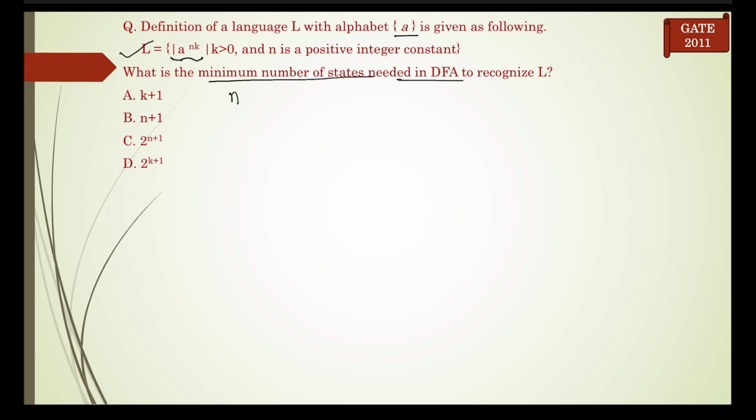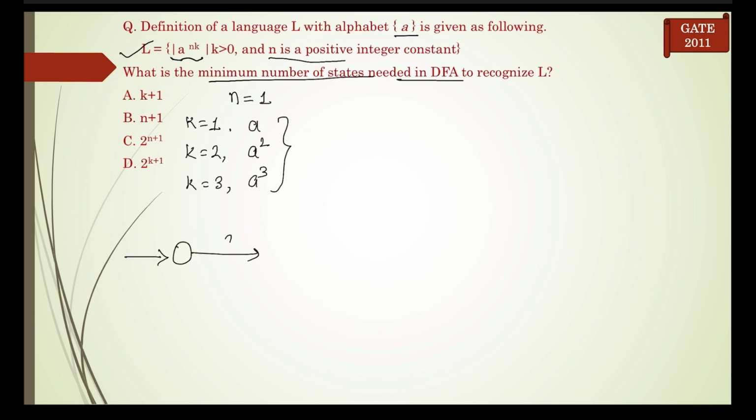we take different values of n and k. Since here n is a positive integer constant, we will keep the value of n fixed, and then we will vary the values of k. So when n equals 1 and k is 1, our string will be a. When k is 2, our string will be aa. When k is 3, the string will be aaa. And to recognize these strings, the DFA will be like this.